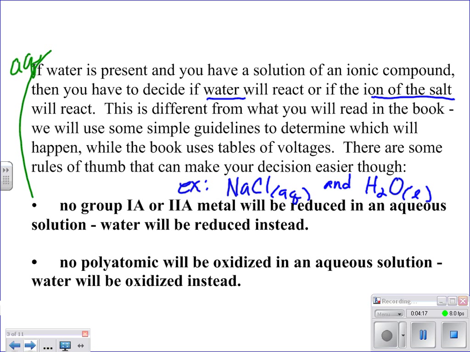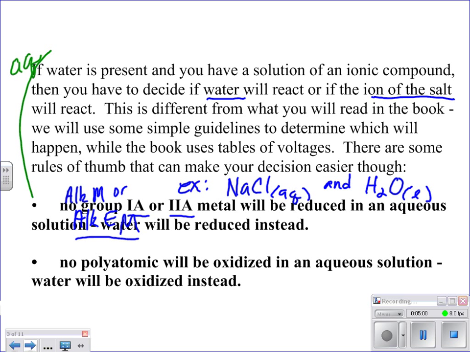And we're going to just really use what's in bold here as far as a way to remember this. There is some information in the book that is a little bit more complicated. We're just going to go with this simple idea that group 1A or 2A, in other words, your alkali metals or your alkaline earth metals, will not be reduced in an aqueous solution, but instead your water will be. So your alkali metals and your alkaline earth metals will not be reduced. Instead, the water will be reduced.